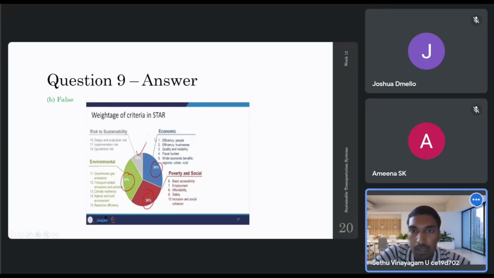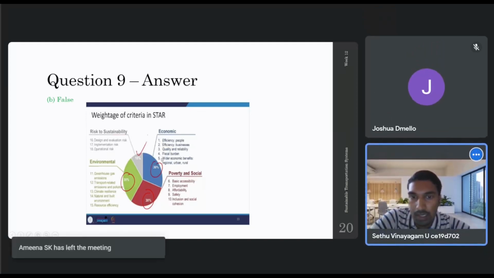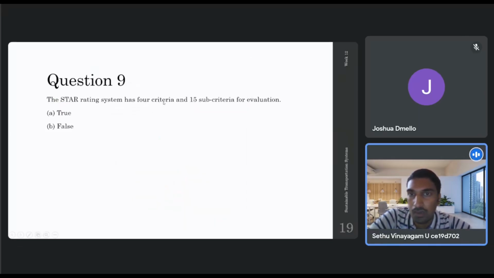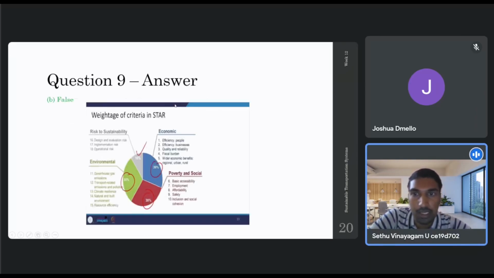That is correct, but each of these criteria has a number of sub-criteria. Economic has 5 sub-criteria, as do poverty and environment. So all these three have 5 sub-criteria each, but finally the risk has only 3 sub-criteria. In total, if we sum them up, there will be 18 sub-criteria in the star system. So it is partly correct that it has 4 criteria, but the number of sub-criteria is wrong. It should be 18. Therefore, in total, this given statement is incorrect. B is the right answer.